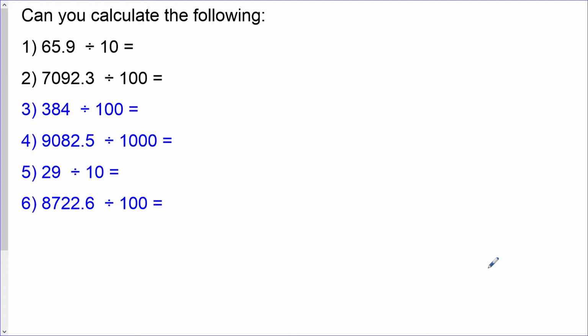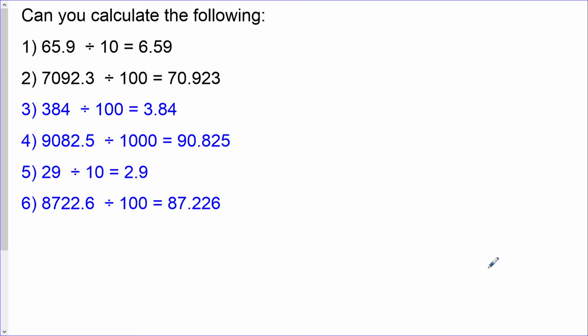Okay, so you should have had enough time there to have answered those 4 questions, and let's look at the answers here. So in 384 divided by 100, we should have known we were jumping backwards because of the division sign. We should have known we were doing 2 jumps. If we do 2 jumps from 384, we get to 3.84. In number 4, we are now doing 3 jumps backwards, and we get to 90.8. That is a typing error from me.